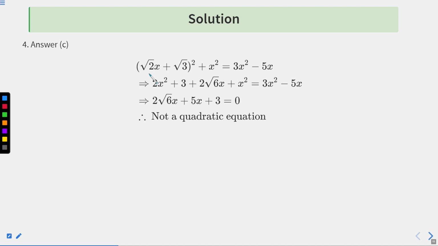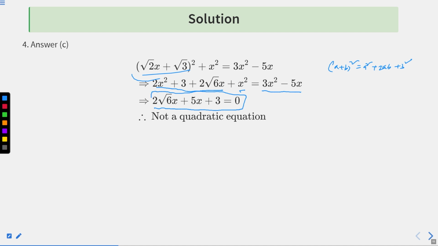So if we simplify this expression, here you can use (a + b) whole square, which is equal to a square plus 2ab plus b square. So if we expand this square term, then you will get 2x square plus 3 plus 2 times root 6x plus x square, which is equal to 3x square minus 5x. And it implies 2 times root 6x plus 5x plus 3 is equal to 0.